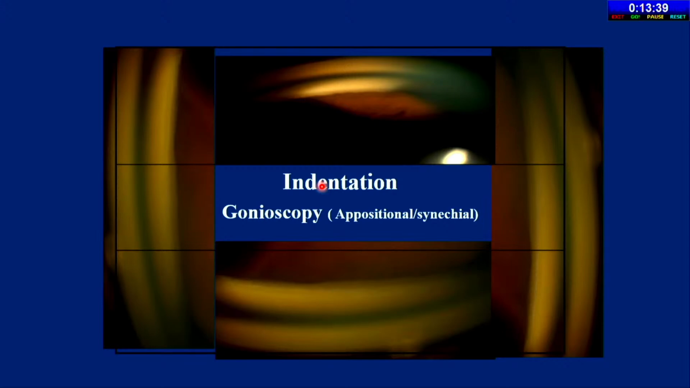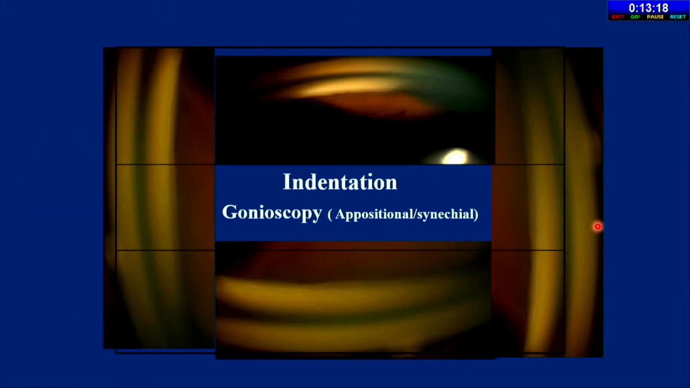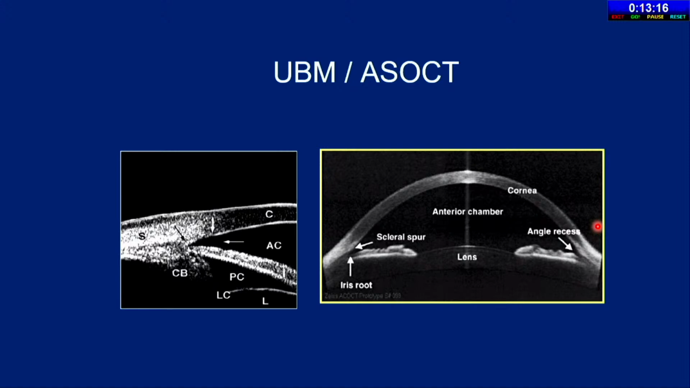So if you are able to see the angle properly after indentation, as you can see in this particular patient, here you cannot see any angle structures, but when you indent with the help of a four-mirror gonioscope, then you are able to see the structures up to the scleral spur, and that means that there is appositional closure. And this patient is going to be helped by laser PI.